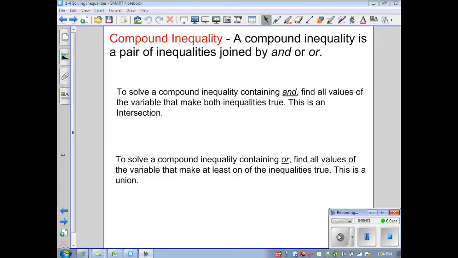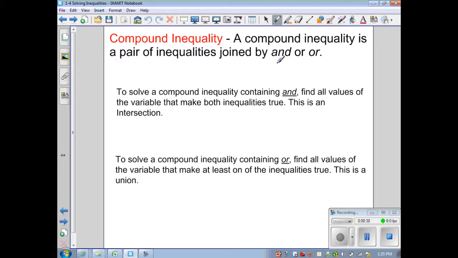Section 1.4 continued, solving inequalities. With this continuation, we're going to start with compound inequalities. A compound inequality is a pair of inequalities joined by and or or. To solve a compound inequality containing and, find all values of the variables that make both inequalities true. This is an intersection. So the word and refers to an intersection, what is shared by both quantities.